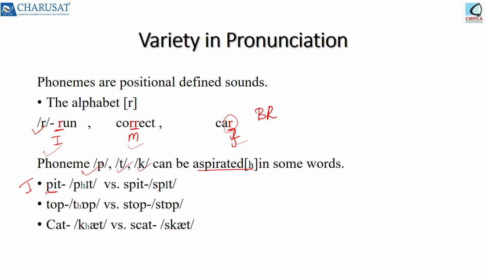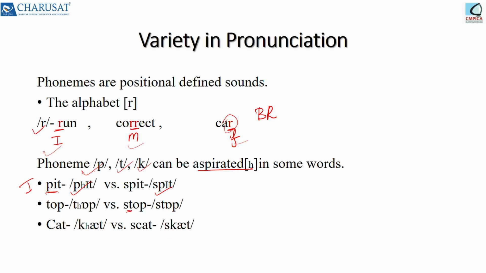But in p, t and k, commonly it is aspirated. So when it is written over here as pit, it would be pronounced as pit. Over here it wouldn't be spit with aspiration, it would be spit, right? So pit and spit. This is top of the table and this is stop, right? It cannot be aspirated.